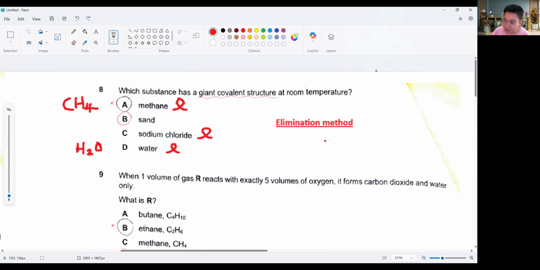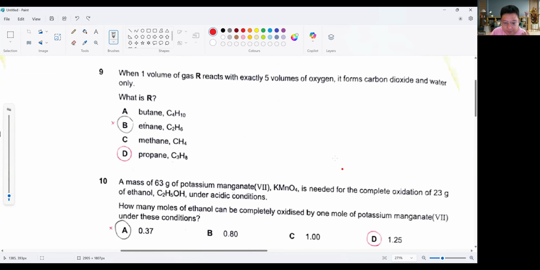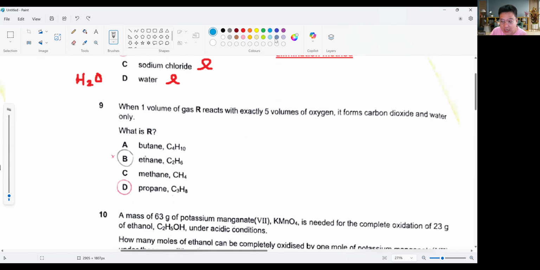Okay, that's very simple. But if you want to be an A+ student, you can write it into your book. Giant covalent, one other example is sand. Okay, all right, let's move on. Let's change color, all right? When one volume of gas R reacts with exactly 5 volumes of oxygen.